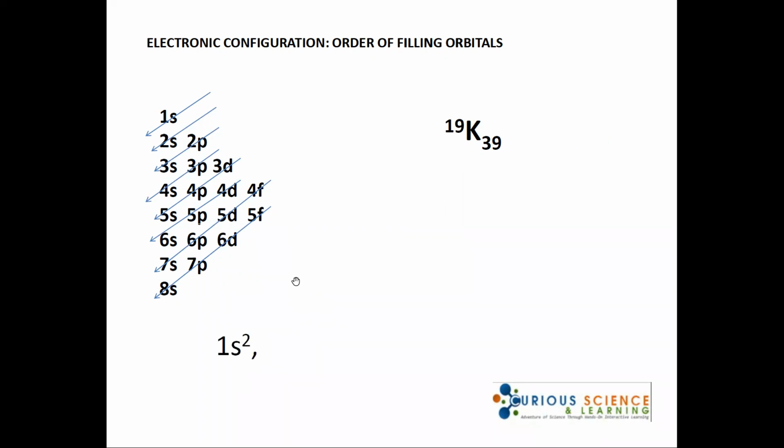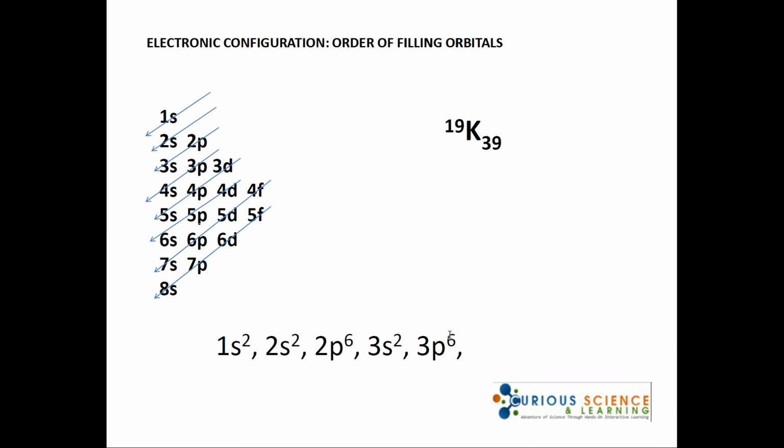First 2 electrons go to 1s2. Then the next go to 2s2. Then the next go to 2p6 because p holds 6 electrons. Then the next go to 3s2 because the next s holds 2 electrons. Then it goes to 3p6, because p holds 6 electrons. So right now 2, 2, 4, 6, 10, 12, 18.